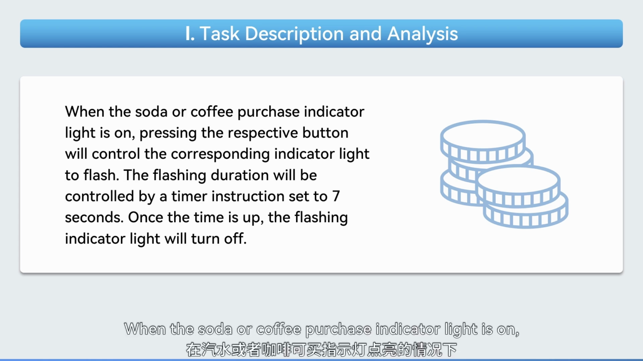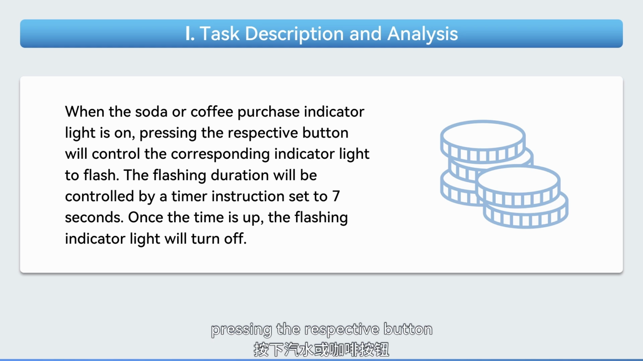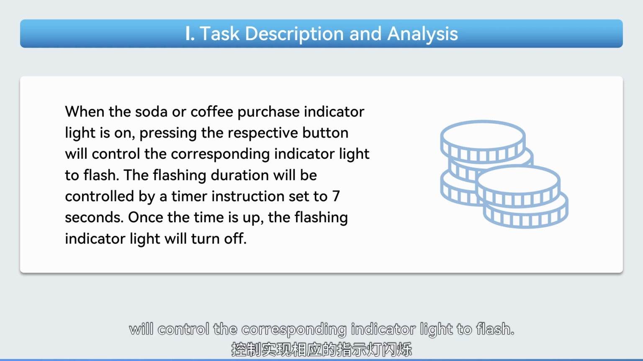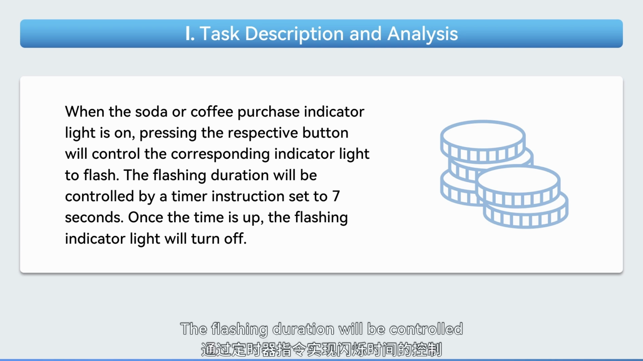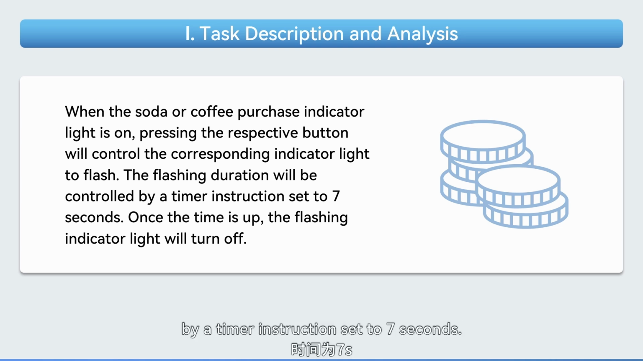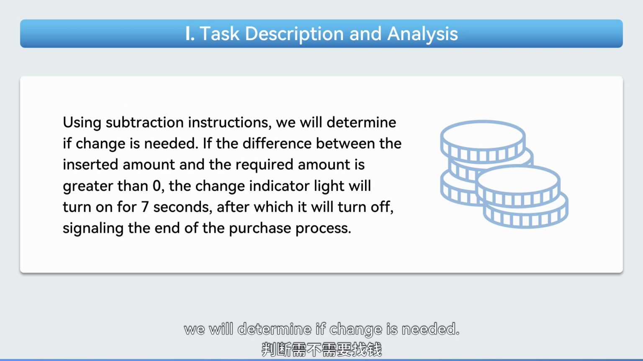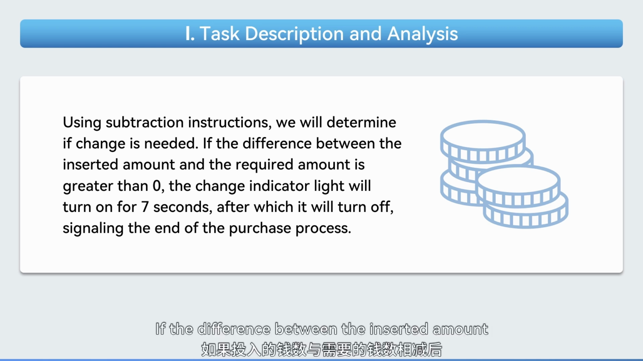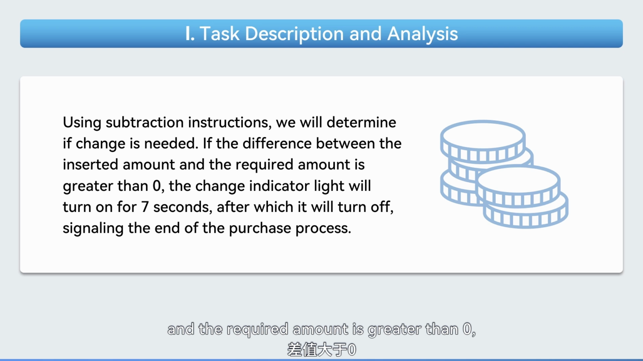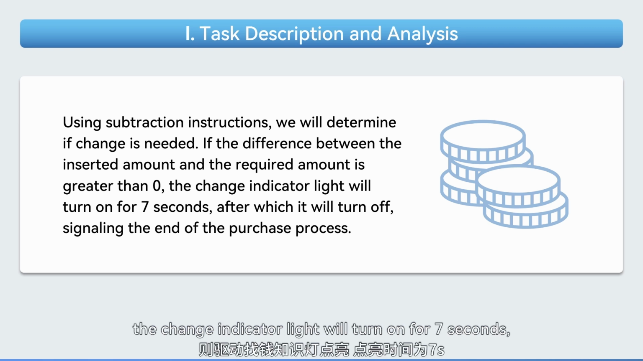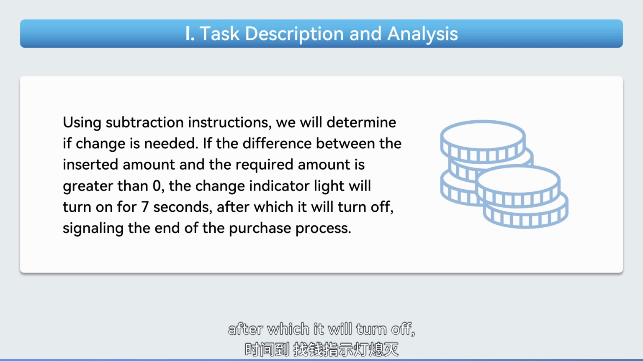When the soda or coffee purchase indicator light is on, pressing the respective button will control the corresponding indicator light to flash. The flashing duration will be controlled by a timer instruction set to 7 seconds. Once the time is up, the flashing indicator light will turn off. Using subtraction instructions, we will determine if change is needed. If the difference between the inserted amount and the required amount is greater than 0, the change indicator light will turn on for 7 seconds, after which it will turn off, signaling the end of the purchase process.